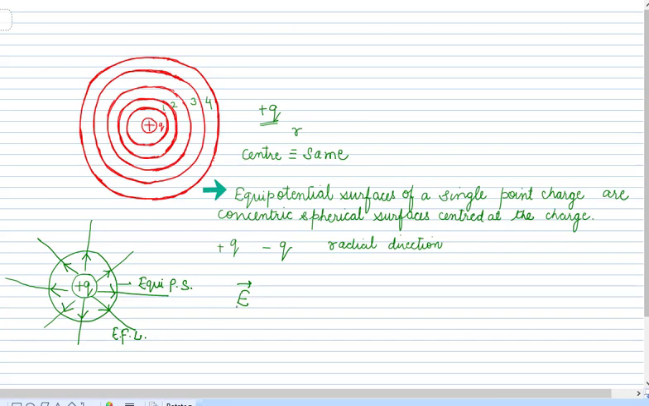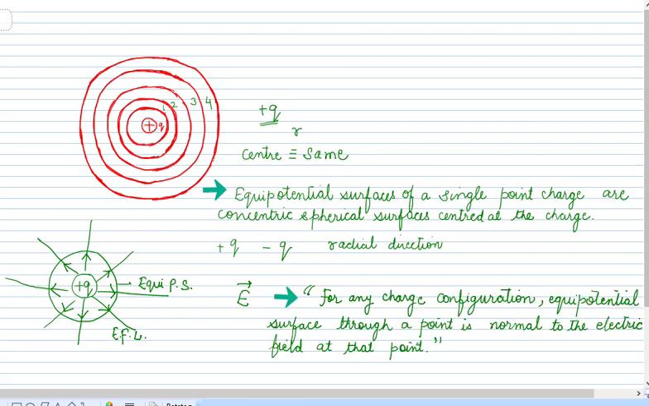So we can say that the electric field at every point due to a charge Q is normal to the equipotential surface passing through that point. As a result, we can make a note that for any charge configuration, the equipotential surface through a point is normal to the electric field at that point. This is the simple physics behind the equipotential surface and the electric field lines.